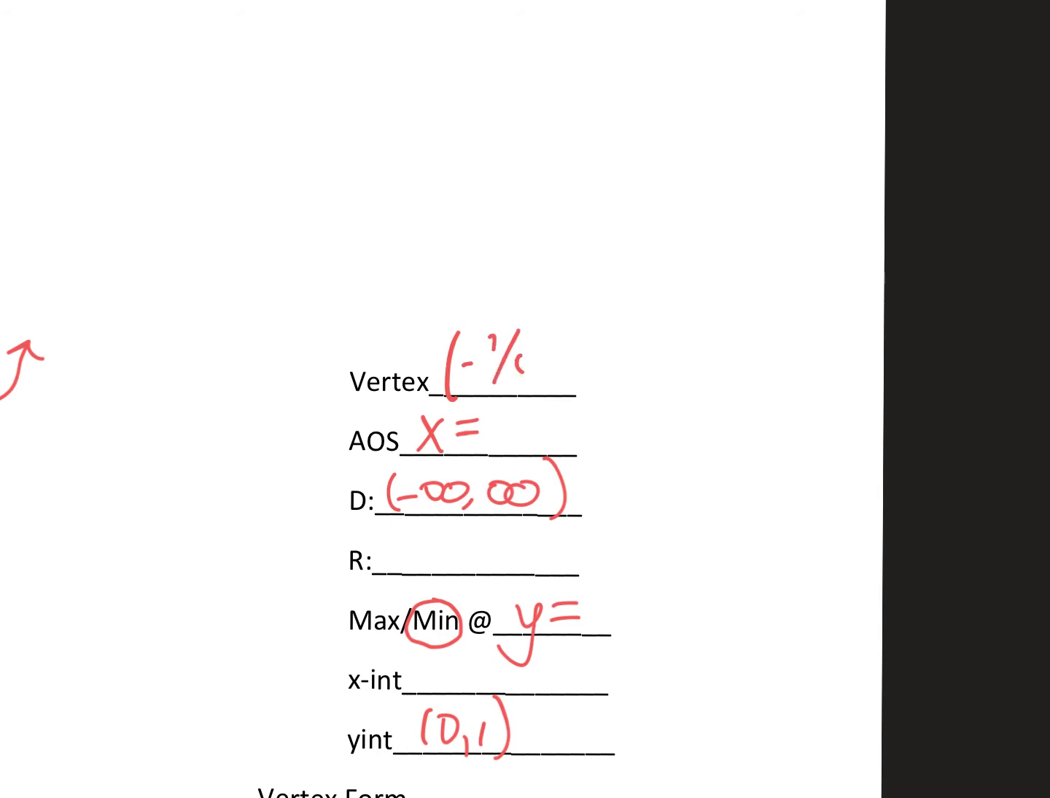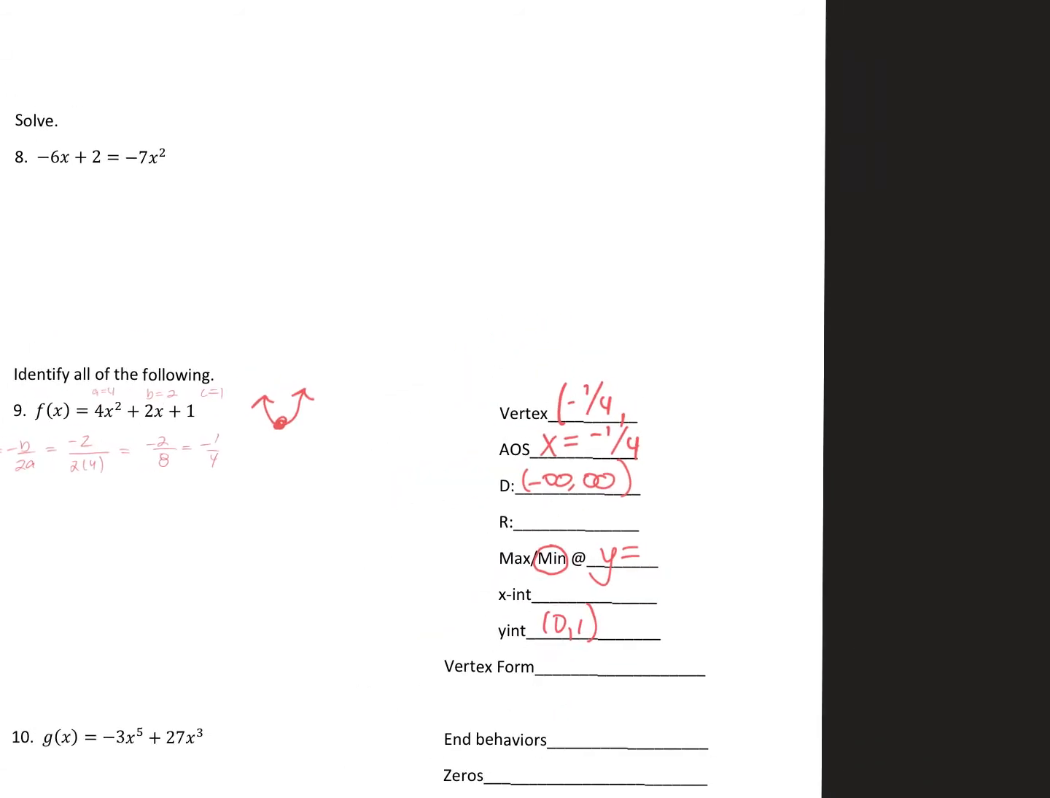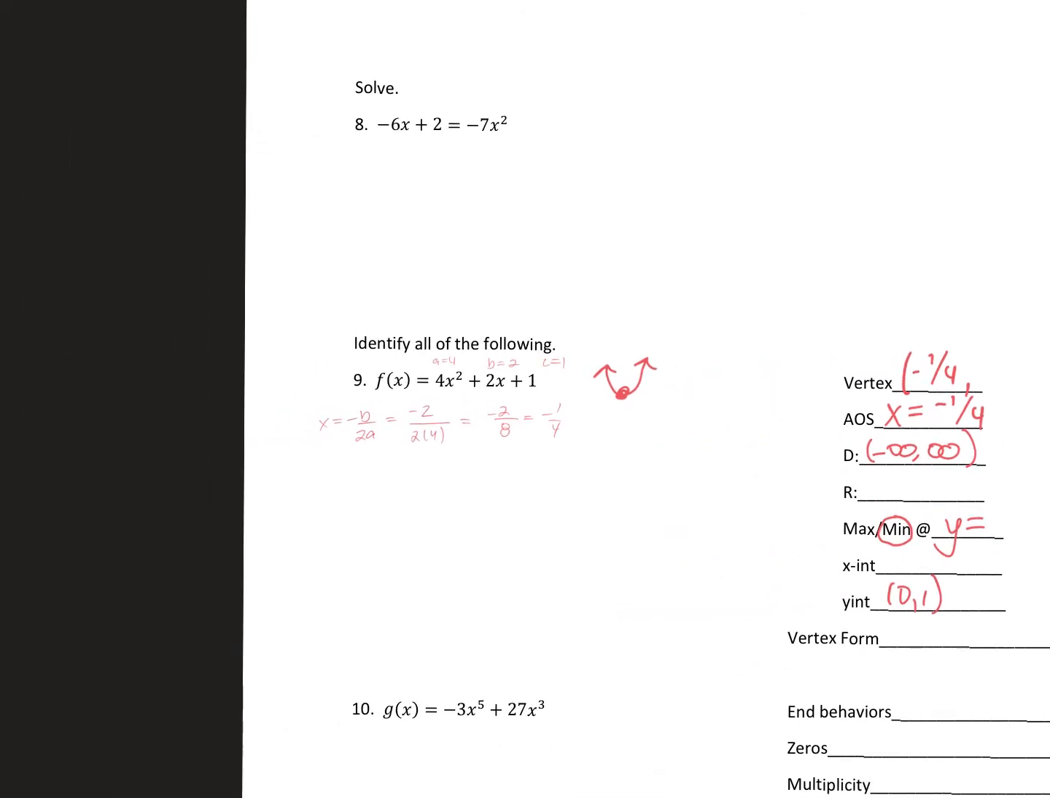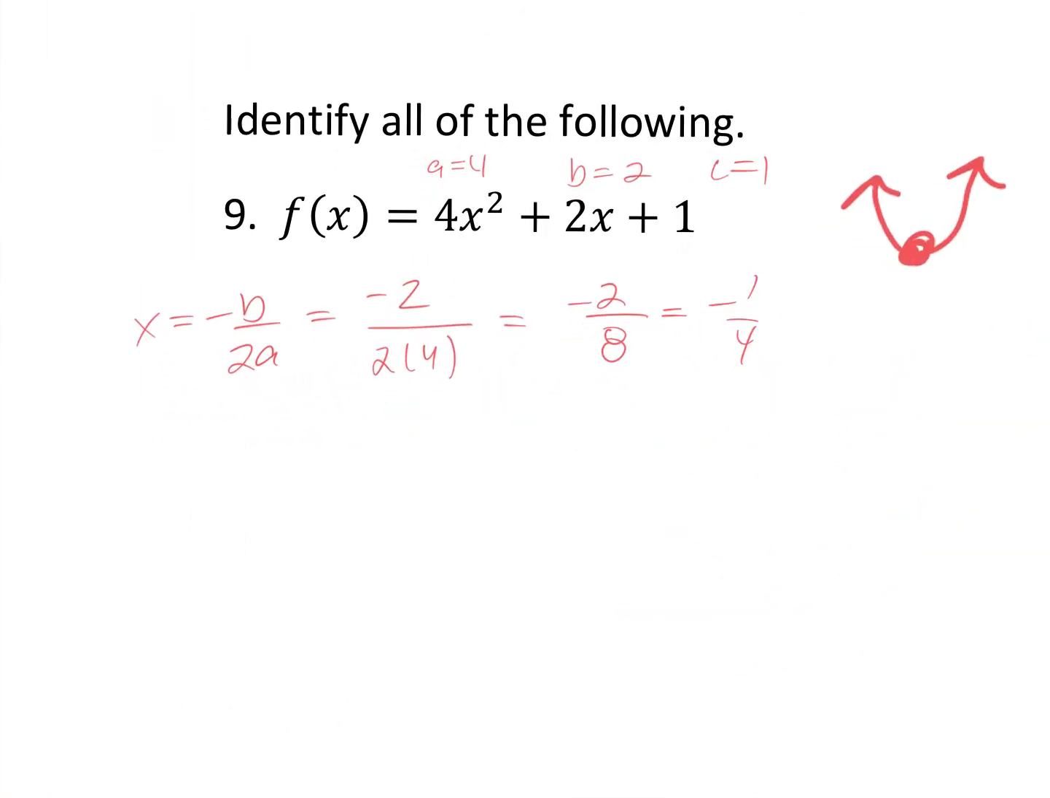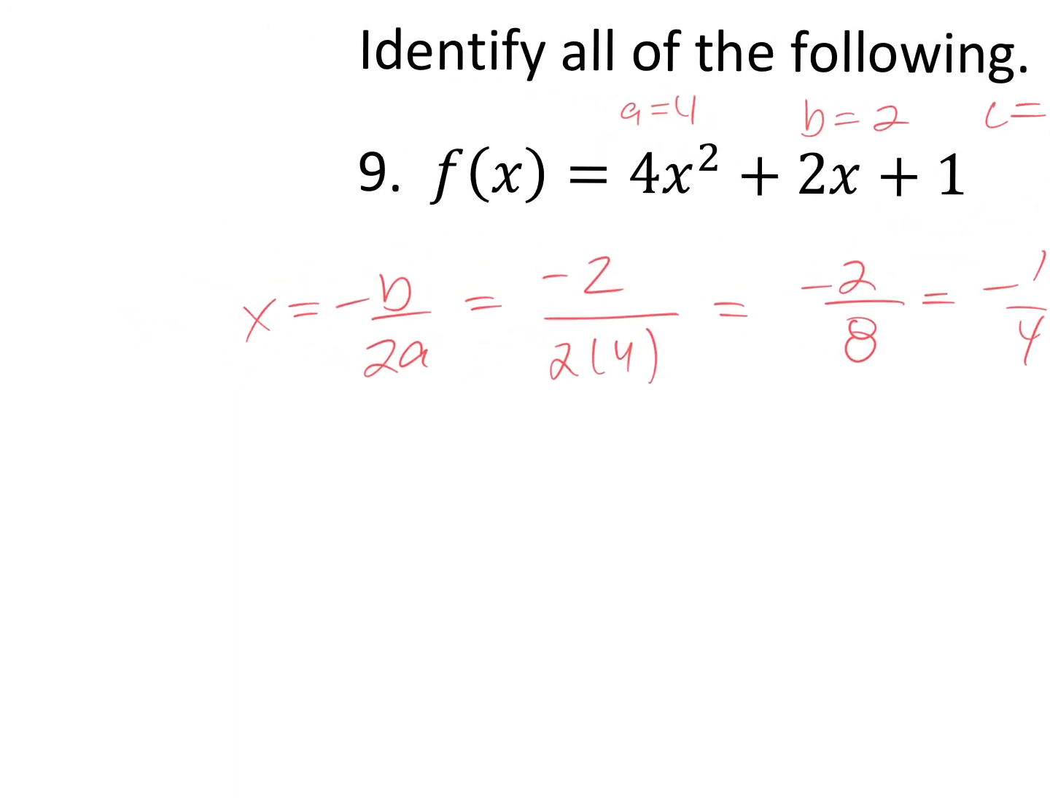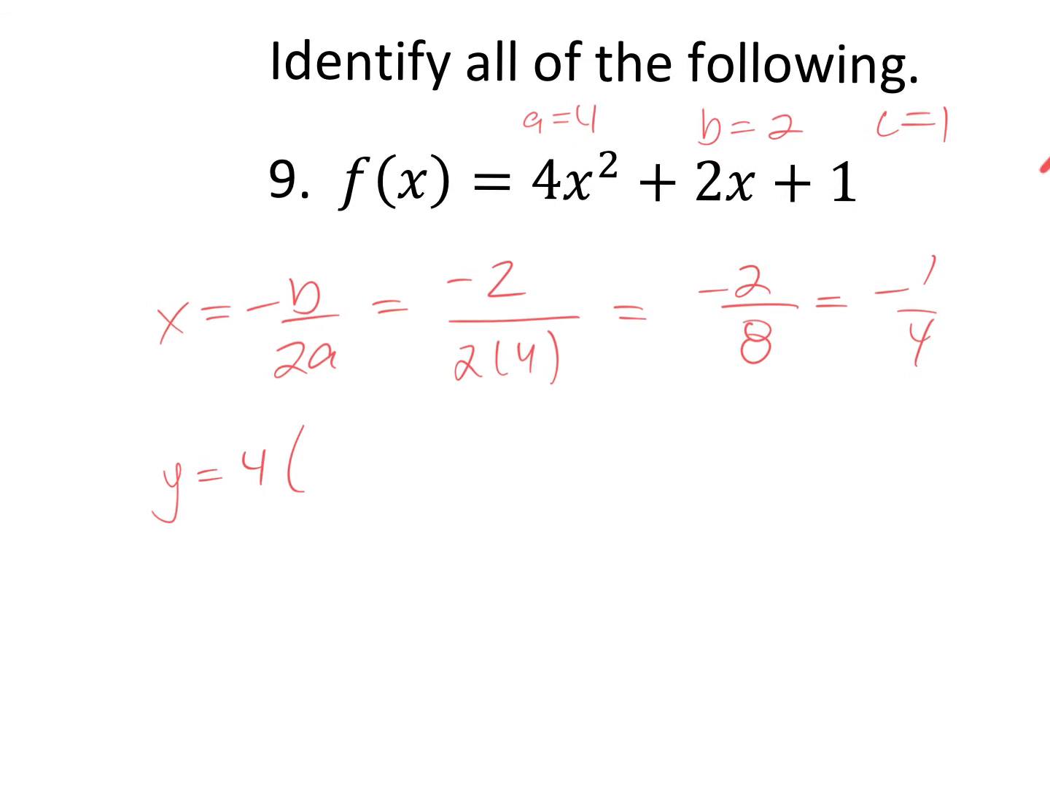So that right there, guys, is the x part of my vertex. So at negative 1/4. That's my axis of symmetry, x equals negative 1/4. You guys have to tell me x equals, y equals. It's negative 1/4. On your quiz, some of you forgot the negative, and then when you plugged in, everything else was wrong. So just pay attention to stuff like that. Now that you know what x equals, you can figure out what y equals. What do I do with the x value I got? I plug it in. So I'm going to say 4 times, instead of x, I'm going to put in negative 1/4 squared plus 2 times negative 1/4 plus 1.